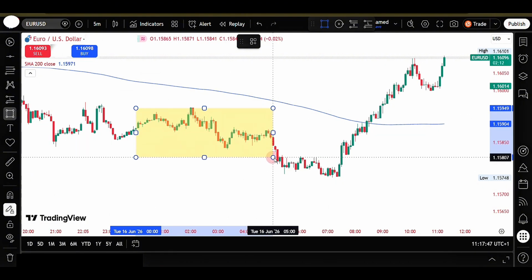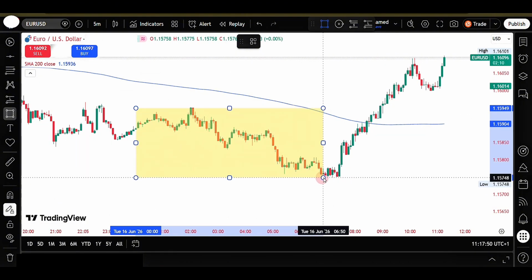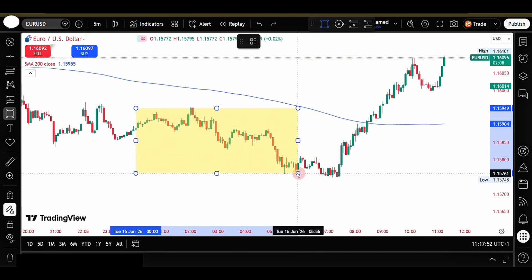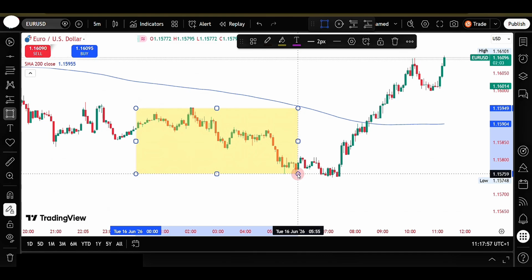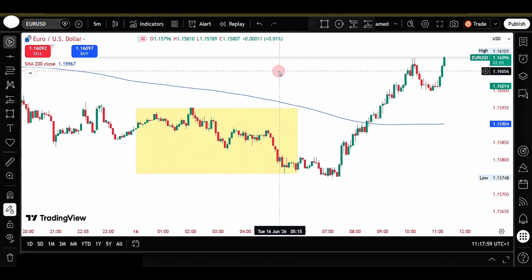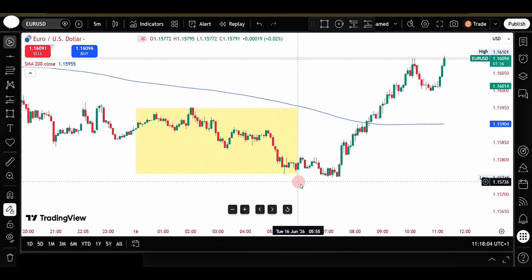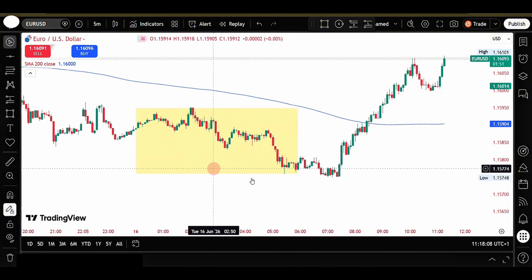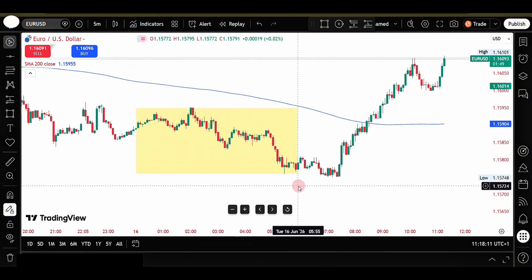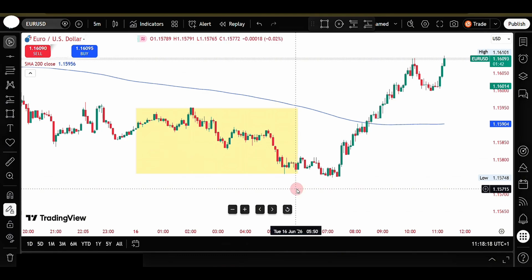Draw your rectangle up till 5:55. Okay, and leave it there. So with that, you've marked out your Asian session. 12 midnight till 5:55. Okay, some people always draw from 12 midnight till 6 o'clock. No, if you stop at 6 o'clock, you've exceeded your Asian session by 5 minutes. Stop at 5:55, because the 5:55 candle is actually the candle that goes from 5:55 to 6 o'clock.